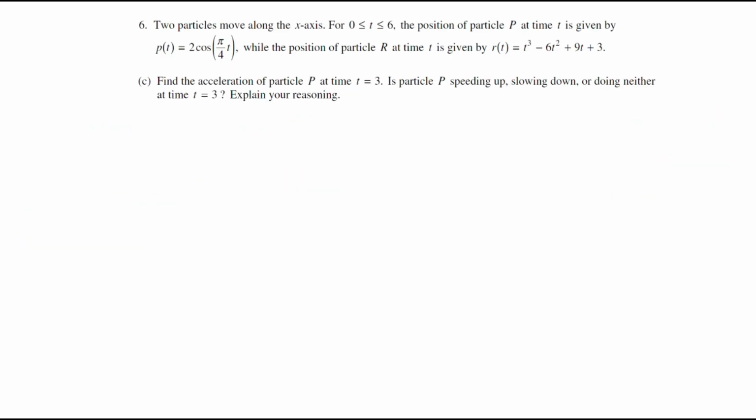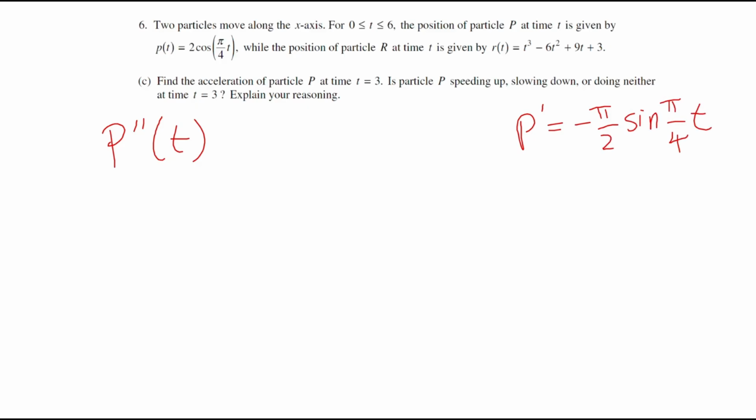For part C, it wants us to find the acceleration of particle p at t equals 3. So that means we need to find the derivative of p prime, or p double prime of t. Well, p prime we already had. We'll write it over here, since we don't have it on this page: negative pi over 2 sine of pi over 4 t.